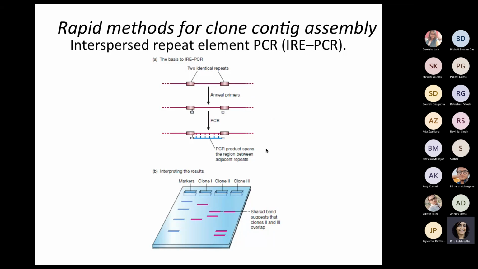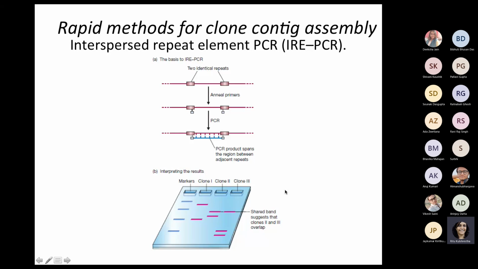Okay, so from this particular figure, I can figure out that clone 2 and clone 3 have the same size band, which has come from the amplification of these repeat regions, and likely clone 2 and 3 overlap.